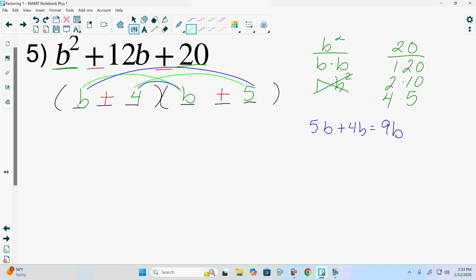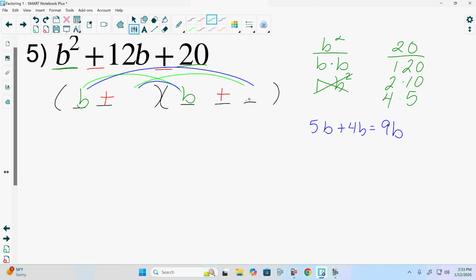No. Now, the first thing we could do is switch the 4 and 5. Would that change anything? No. If we had a number besides b and b in the first terms, then it would make a difference, but here that's not going to change anything. So what would we try instead of 4 and 5?